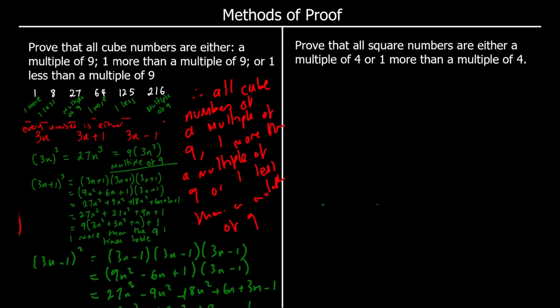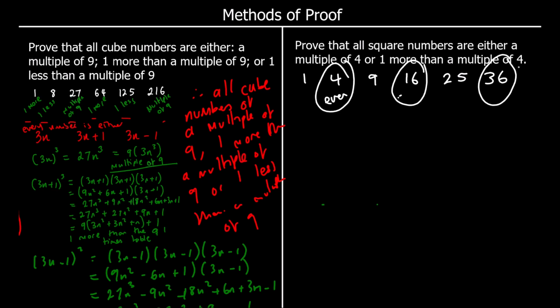One for you to try. Prove that all square numbers are either a multiple of 4 or one more than a multiple of 4. So this time we have square numbers, and there's only 2 possible outcomes. It's going to repeat every other time. So the square numbers, 1 squared, 2 squared, 3 squared, 4 squared, 5 squared, 6 squared, and so on. We can see all the even ones are multiples of 4, and then all of the odd ones are one more than a multiple of 4.